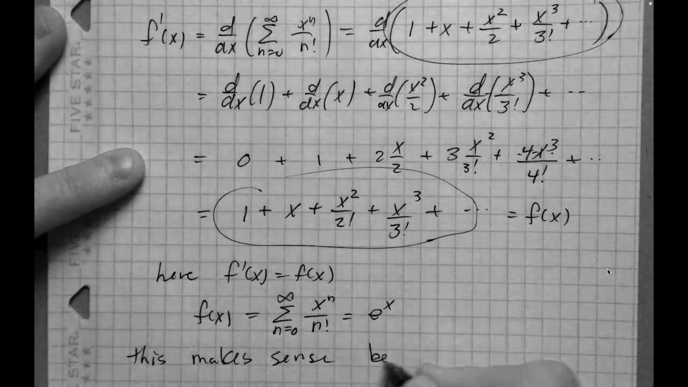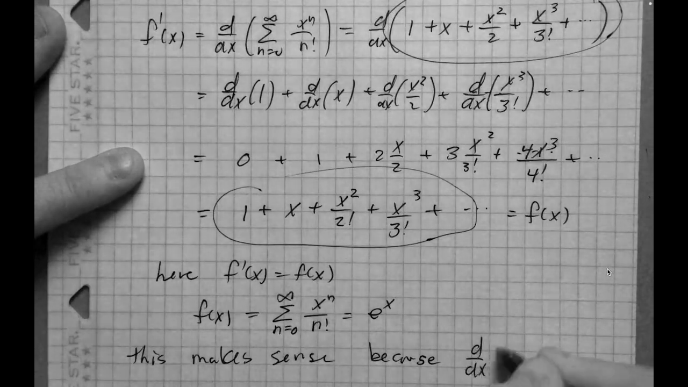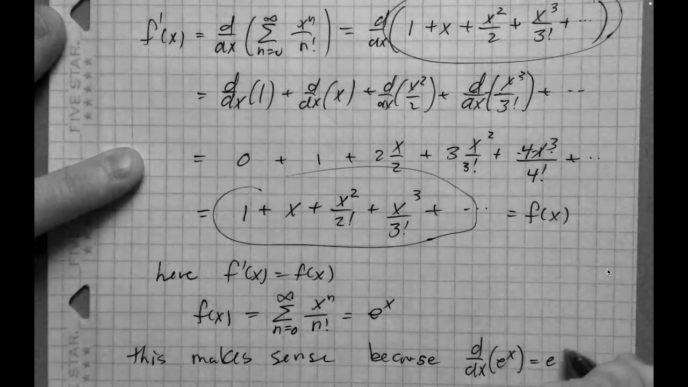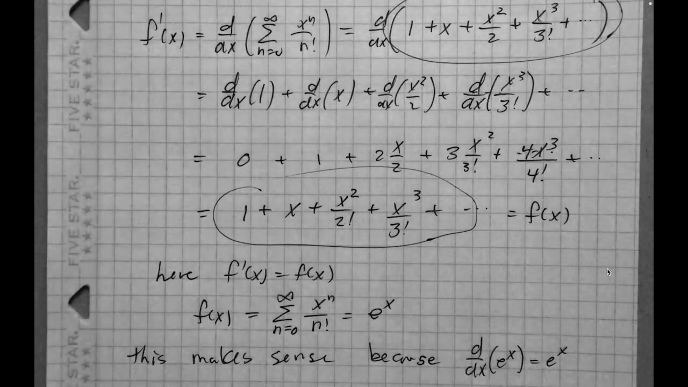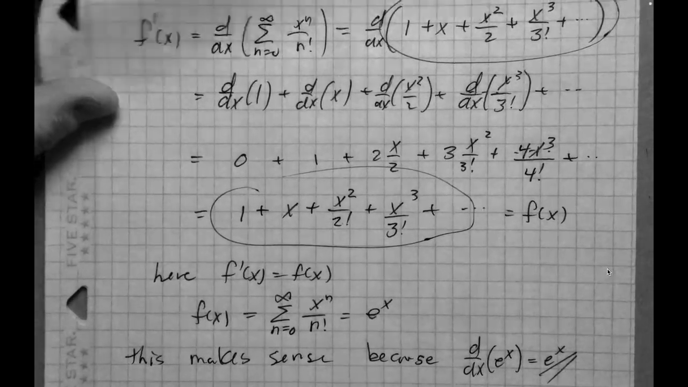This makes sense because when we differentiate e to the x, we get e to the x. So naturally, its power series is going to be a facsimile of e to the x, and when we differentiate it, we ought to get the same function back, and we do. Very nice. That's not going to be true in general, but it's true of this one. Very cool.